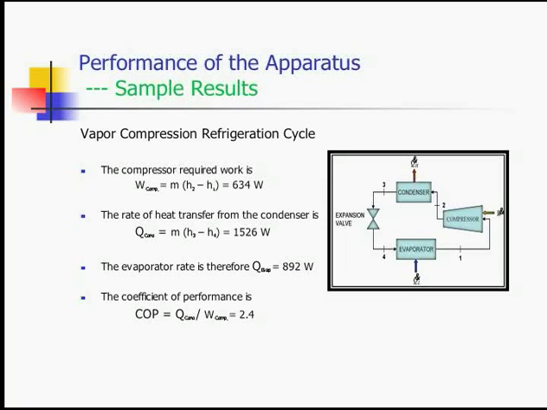Other results we are interested in from the thermodynamics aspect are those values. First, the power required to run the system is 634 watts. And this is from the measurements, because when we measure the temperature and the pressure at a certain point, we can get those values. H stands for the enthalpy. So we can get those values and evaluate those quantities.